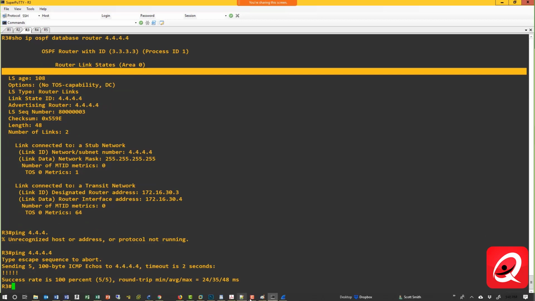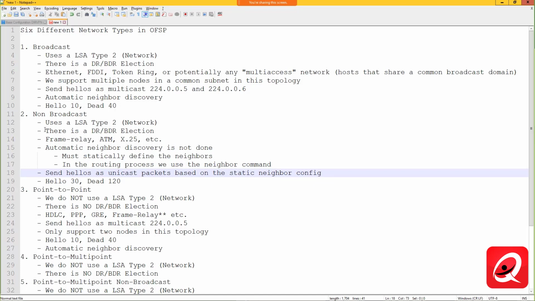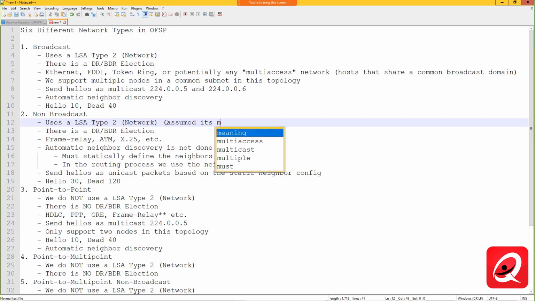Okay, so let's just summarize here. Did we miss anything? Non-broadcast assumes that it's a multipoint. So it assumes it's multipoint.